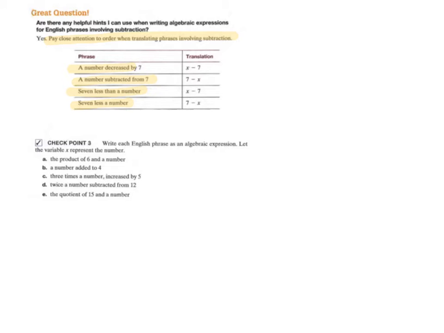So if you look down here at the problems that are given for checkpoint, the first problem, the product of 6 and a number. Product means multiplication, 6, and a number is just n. The next problem, a number added to 4. Notice how I'm writing them is simply by reading exactly because they're not subtraction. 3 times a number increased by 5.